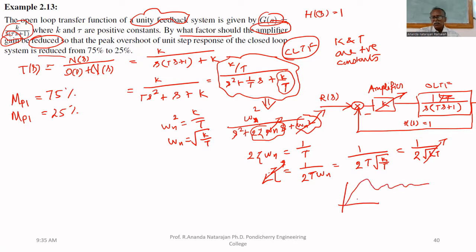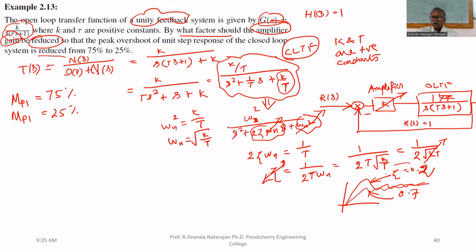This is one response. This is another response. Let us assume that here zeta equal to 0.2. For this, zeta will be 0.2. For this, zeta will be 0.7.